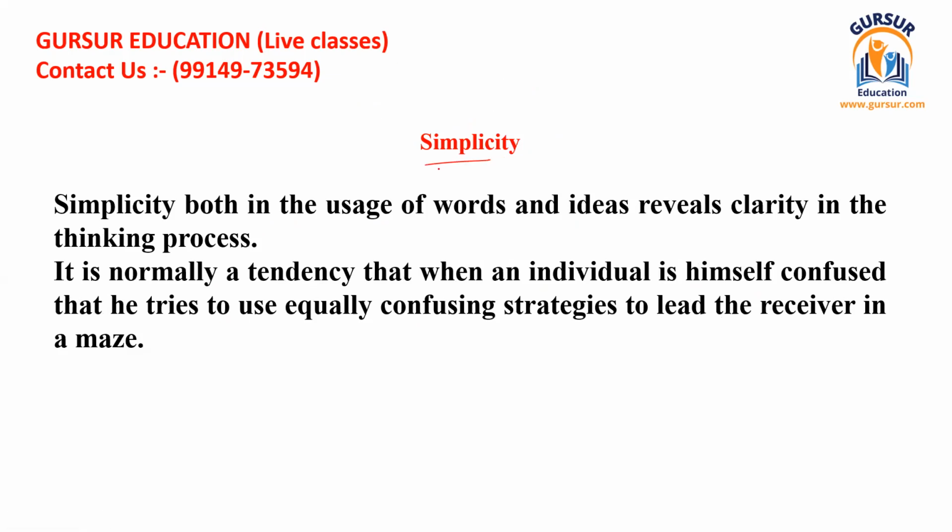The second is simplicity. The message should be very simple. You should use the kind of words which are very simple to understand. Only then can you clearly reveal your ideas and thinking process. So simplicity, both in usage of words and ideas, reveals clarity in the thinking process. It is normally a tendency that when an individual is himself confused, he tries to use equally confusing strategies, like using words which the receiver is not able to understand. So your use of words and your ideas should be very clear and simple.